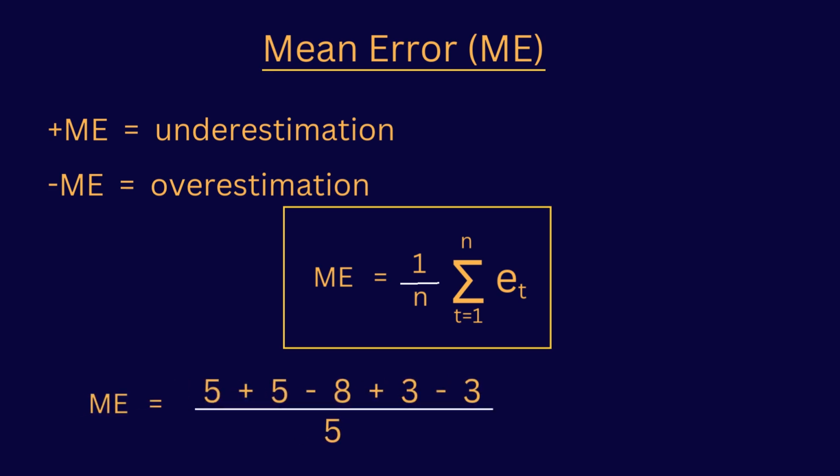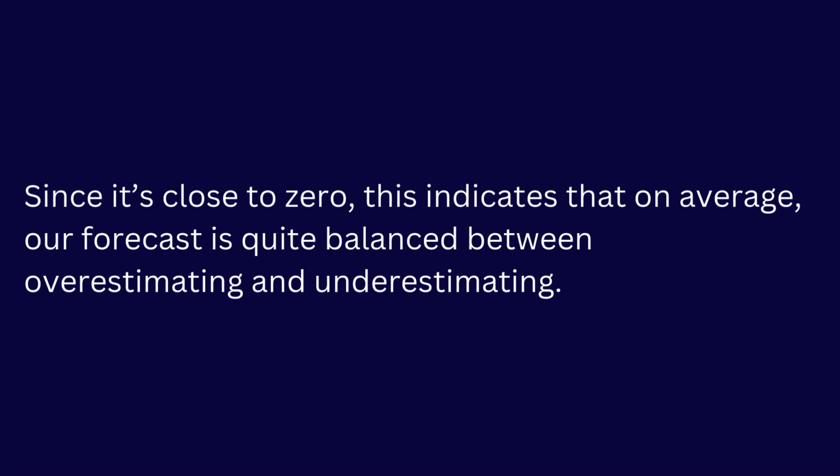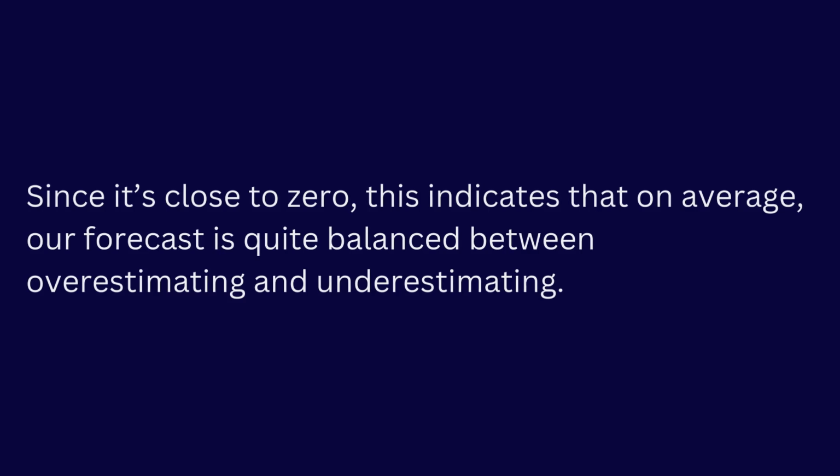So ME equals 5 plus 5 minus 8 plus 3 minus 3 divided by 5, equals 2 divided by 5, equals 0.4. So the mean error for this data is 0.4. Since it's close to 0, this indicates that on average our forecast is quite balanced between overestimation and underestimation.